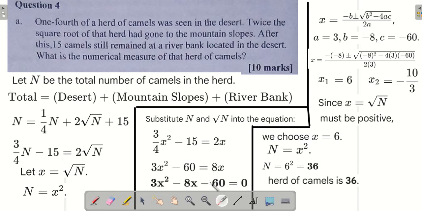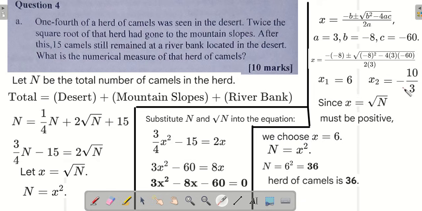Now you can solve using factorization if it will work. But if you struggle looking for the factors and you are not getting them, just go ahead. Remember, you can use a calculator to guide you to get the factors. But why don't you use the formula? x is equal to negative b plus or minus root of b squared minus 4ac all over 2a. Your a is 3, your b is negative 8, and your c is negative 60. Substitute them and simplify. Remember, you have plus or minus, so you get two values. x1 will be 6, and x2 will be equal to negative 10 over 3.